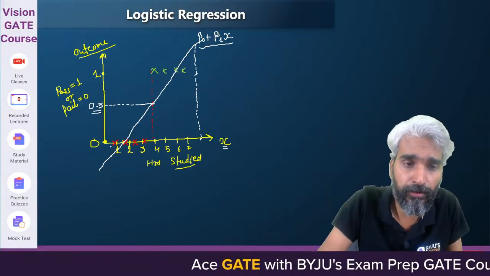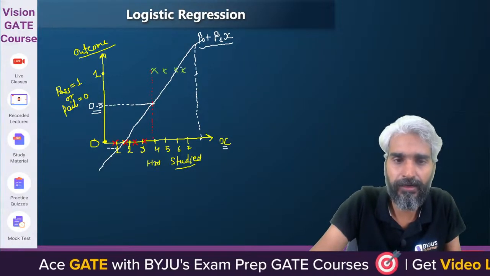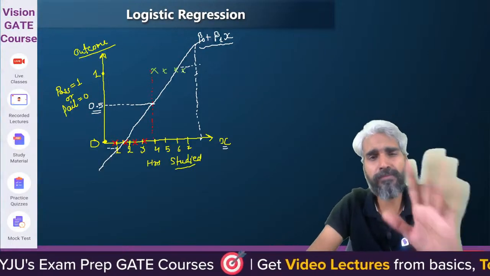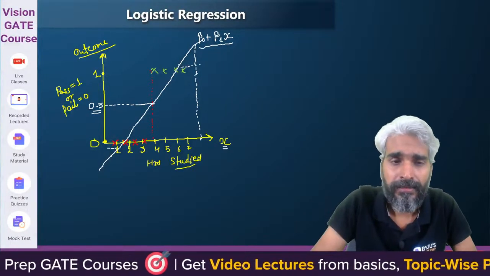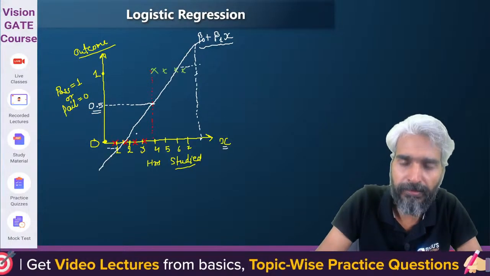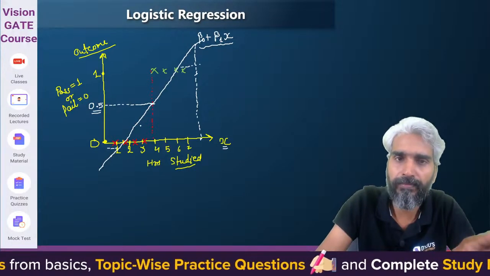But here, for some values of x, the value of y may be negative, and for some values of x, the value of y may be greater than 1. Right? So that's one problem. Another problem is that this line can completely shift from its original position if there are some outliers. So this is the problem with linear regression.